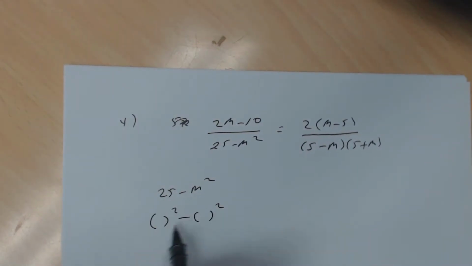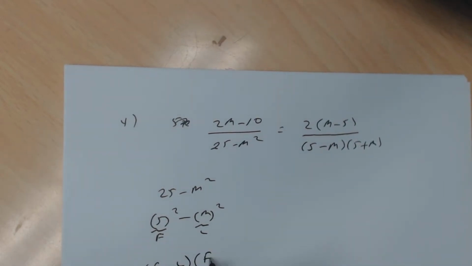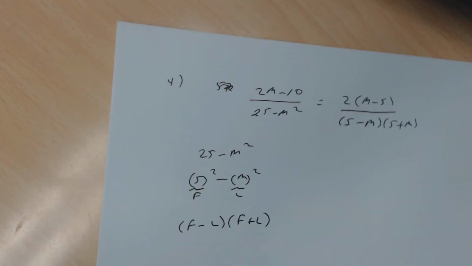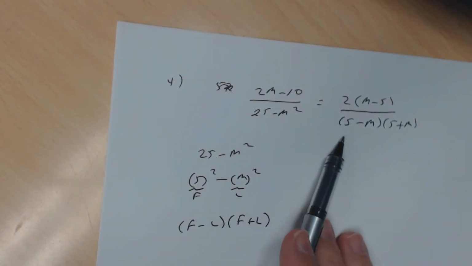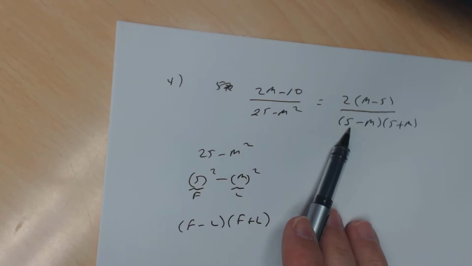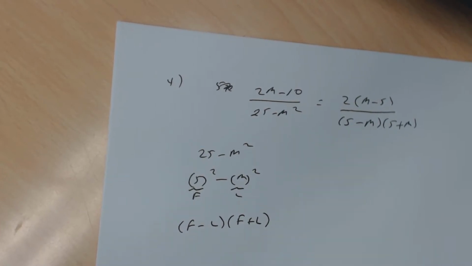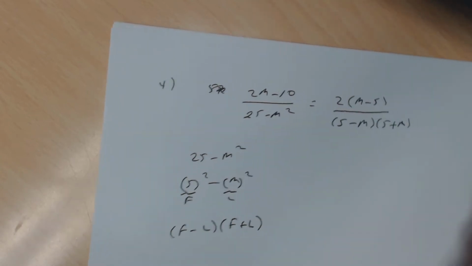So that's the difference of 2 squares. So that's 5 and that's m. Okay, I'll do F and L. So remember, the difference of 2 squares is F minus L times F plus L. All right, so 5 is listed first. So it's important that you don't say m minus 5. It's 5 minus m. All right, now, just think about what we did in the previous lesson.